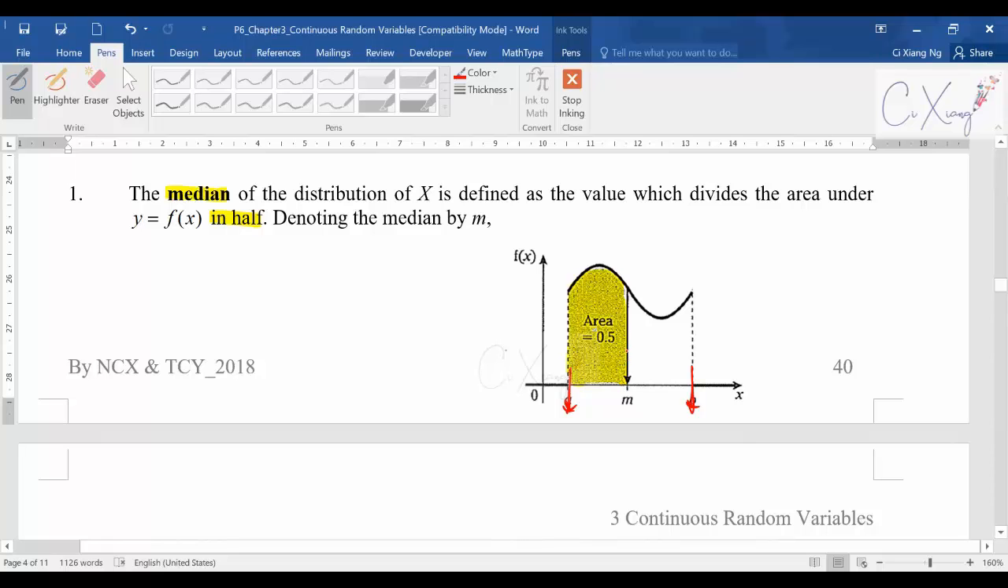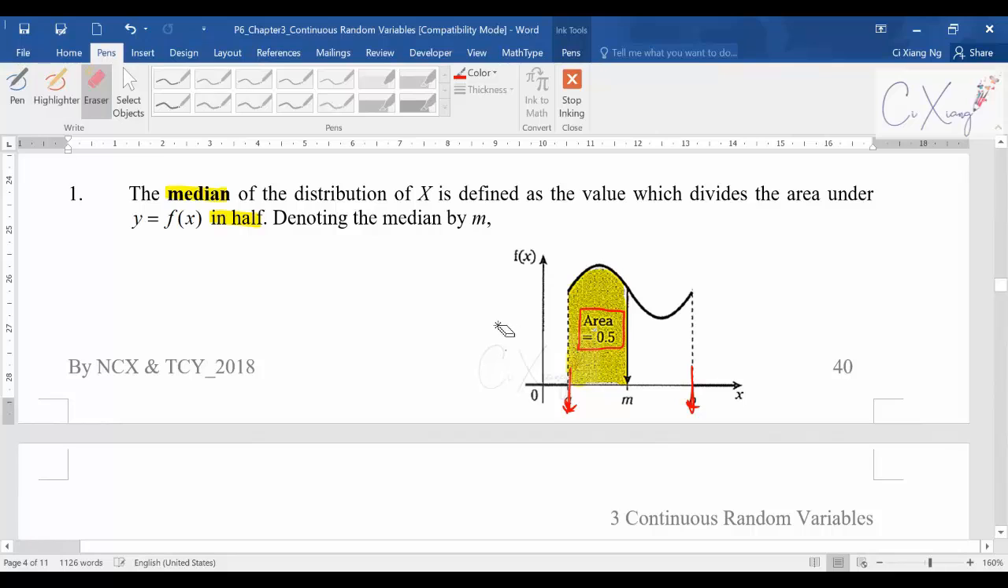Because we are talking about half of the area. We are talking about the area, we are not talking about the value at the midpoint between A and B. So you cannot say that you can straight away take A and B divided by 2 to get a median. Cannot. Alright, so we are talking about area. Please remember this. A lot of students will misunderstand it. So it doesn't mean that the median is always in the center. Not necessarily. So please don't confuse this concept.